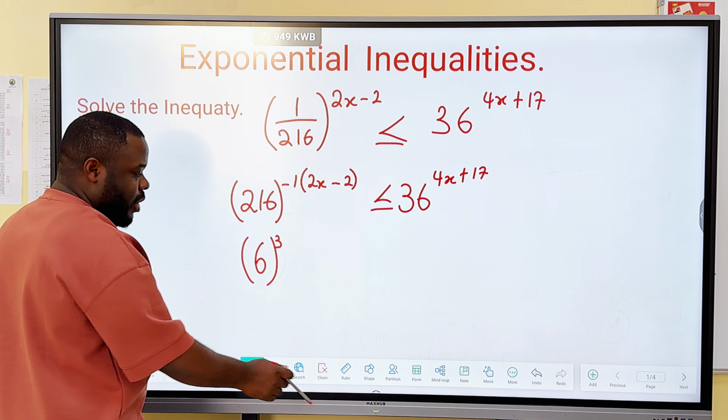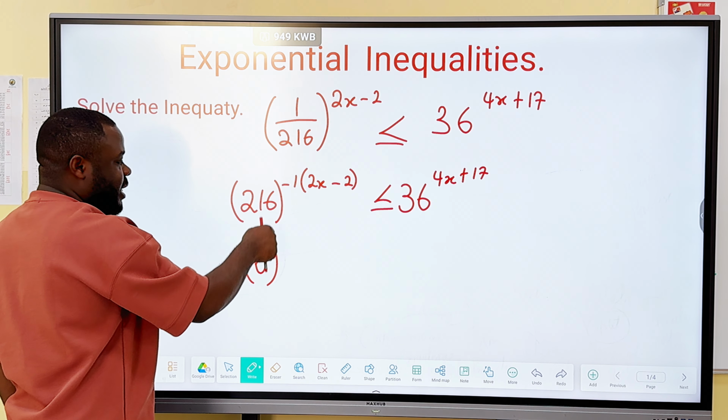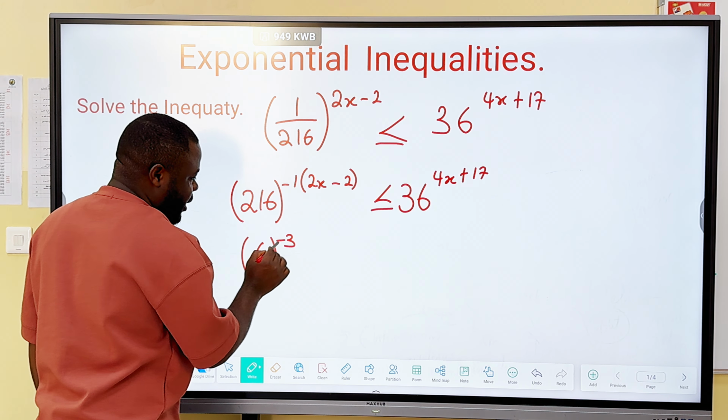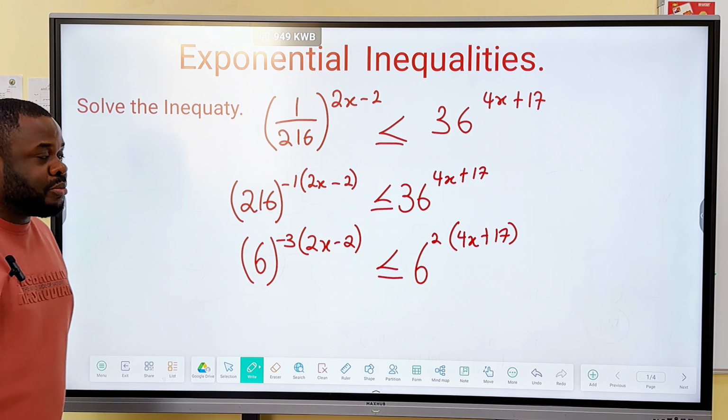You see that here we can say 6 squared is 36, right? And here also we can say 6 cubed is going to give you 216. And that is what we are going to do. So here you now say 6, okay? You have cube. Remember there is negative 1 here, so basically what you have to do is multiply the negative 1 by the 3, so it's going to give you negative 3. So 6 to the power negative 3 times 2x minus 2 is less than or equal to 6 power 2, then 4x plus 17. Just as simple as that.